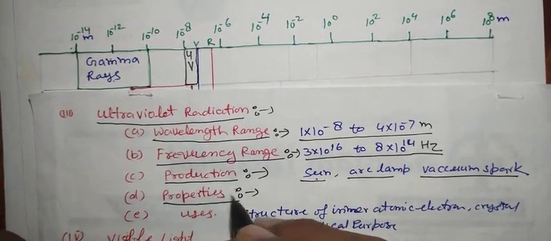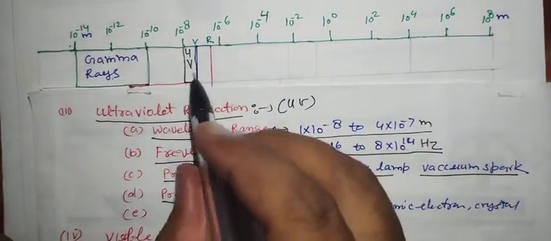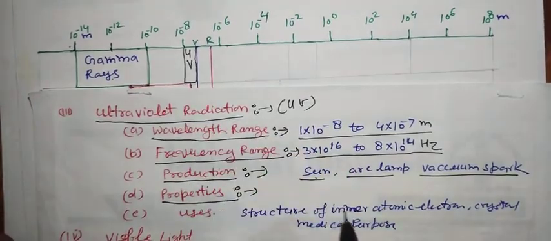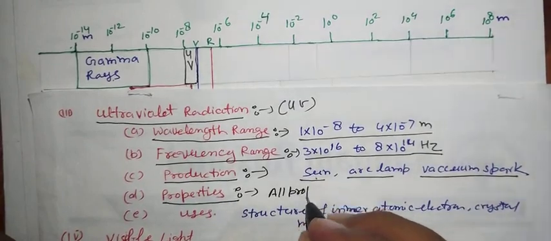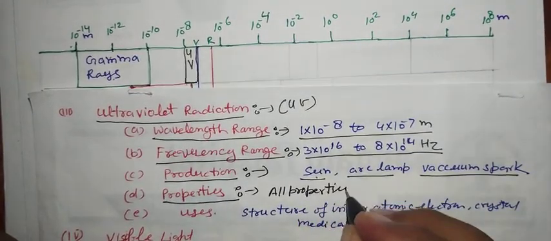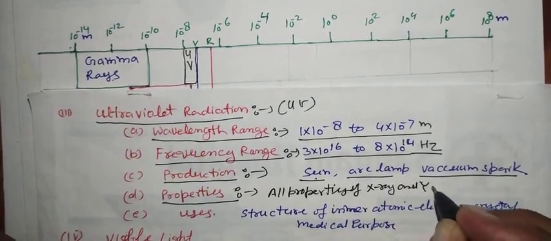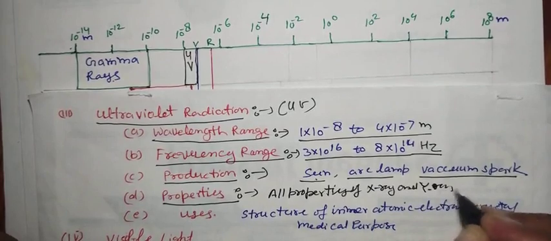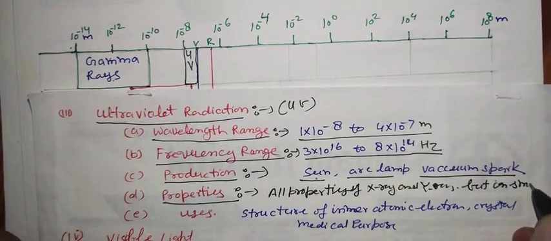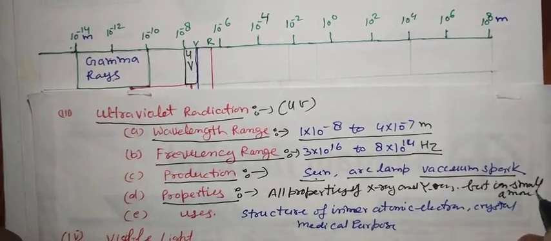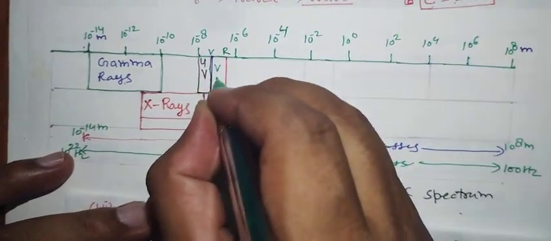Now see the properties of ultraviolet rays. Ultraviolet rays are denoted by UV, and that UV is written here in the spectrum. It has all the properties of X-rays and gamma rays, but in a small amount.